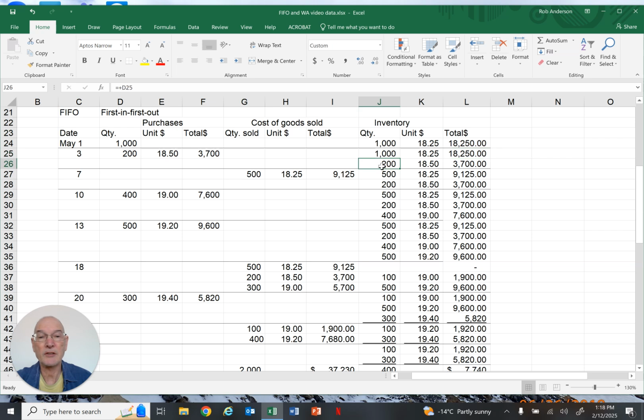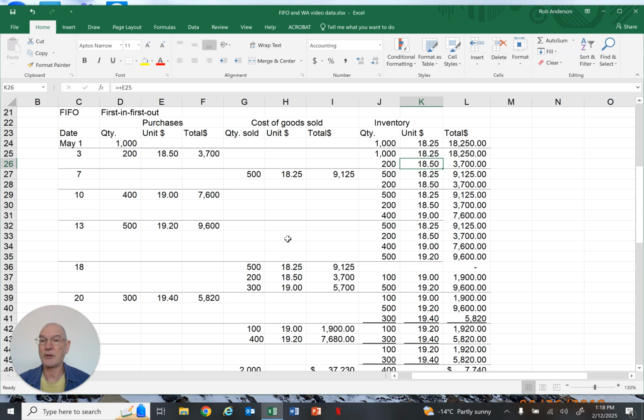The new cost we just copy over from here. Now, we have no total here, and we don't need a total, so we're not going to bother to put in a total. We're going to total things and figure things out at the end of the month. We don't need to do it as we go in FIFO. But these are the two things we have. 1,000 purchased originally for 18.25, which was our beginning inventory, and we have a new set of 200 units at 18.50.